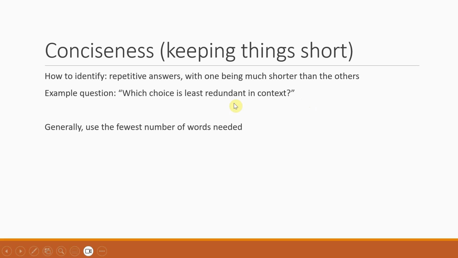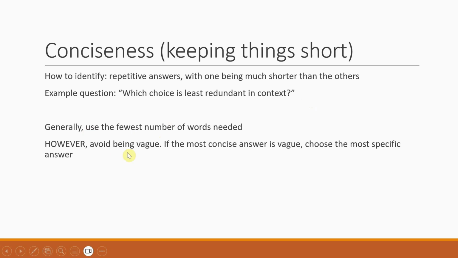So, how do I get the answer here? You generally just want to go with the fewest number of words needed. So just the shortest one. However, avoid being vague. So if you just see something like stuff or things in your answer choice, while it might be the shortest, it's not the right answer. You don't want to go with that. If you do have a vague answer like that being the most concise, at that point, switch gears and go with whatever is the most specific, because that's going to override the conciseness.